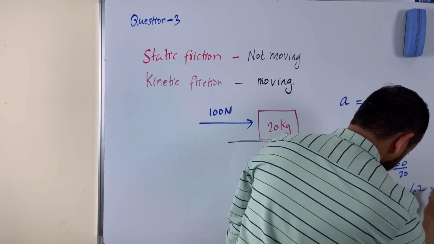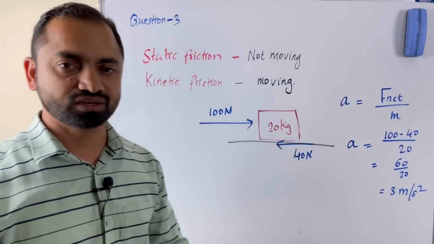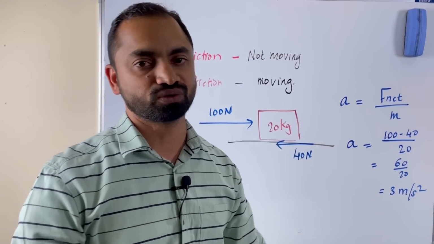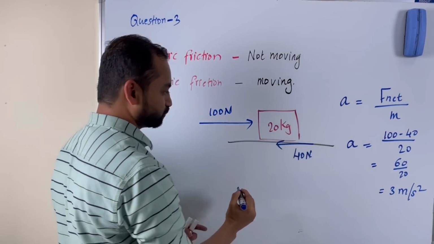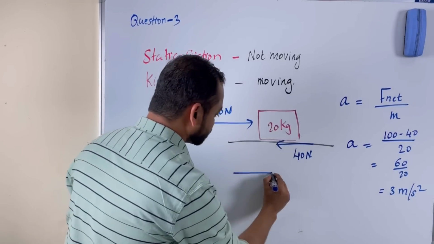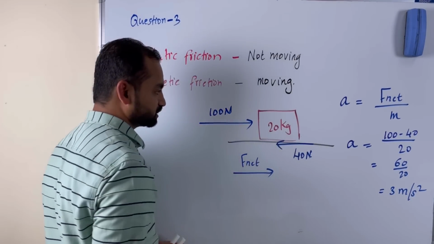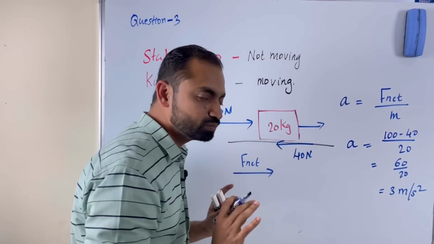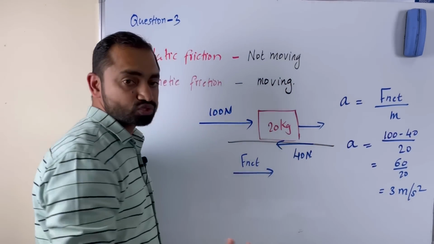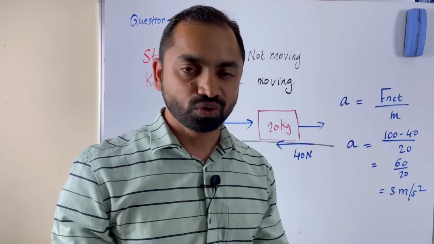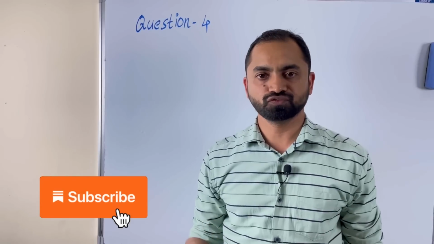The unit of acceleration is meter per second squared. And what is the direction of the acceleration? The direction of acceleration will always be along the direction of the net force. So here this 100 Newton force is greater than the 40 Newton force, so the net force will be along the direction of the 100 Newton force, right? The block will be moving along that direction, and acceleration will be along this direction, to the right side. So the direction of acceleration will always be along the direction of the net force. Remember that.